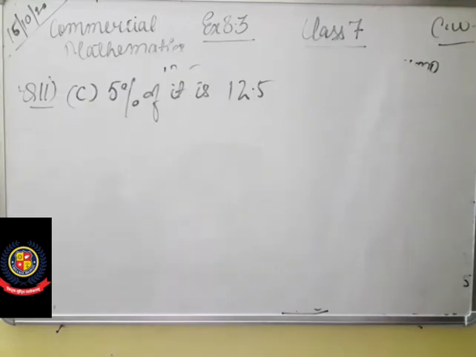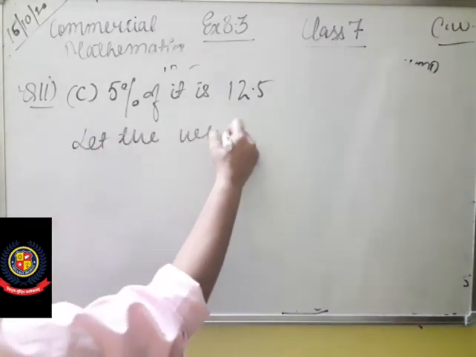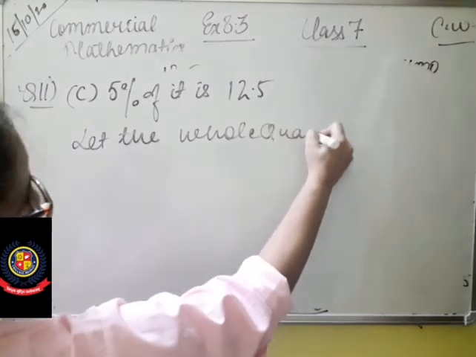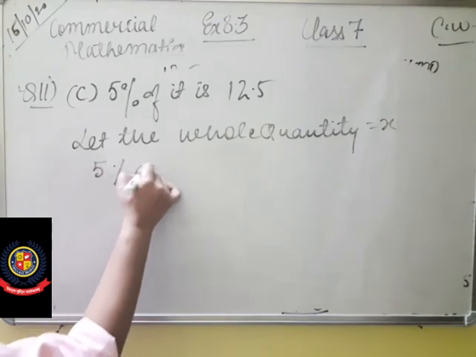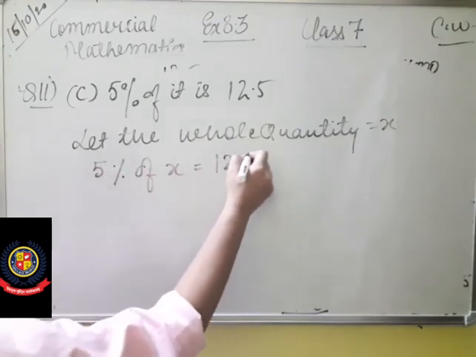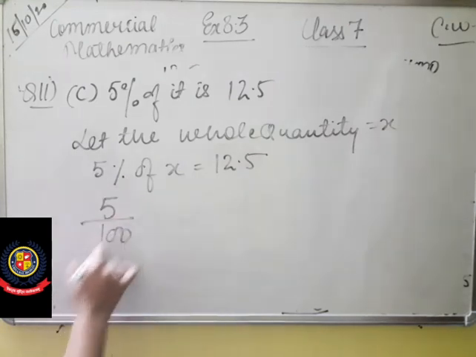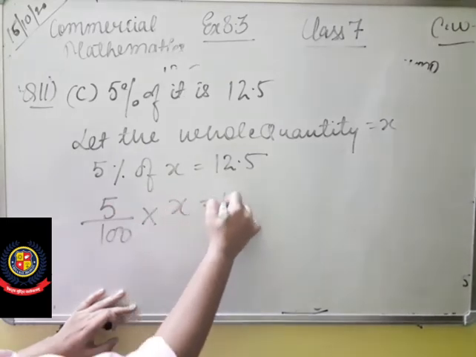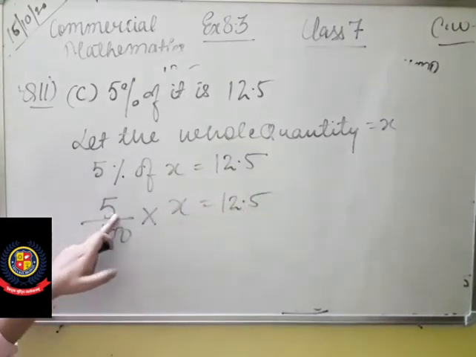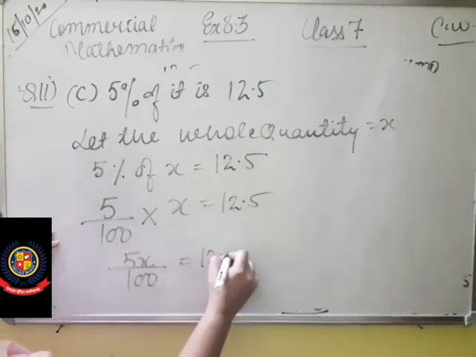So kindly students look at the C part. 5% of it is 12.5. So let the whole quantity be x. So that means 5% of x is equals to 12.5. So again you will remove this percentage, upon into, you will write 100. In place of of you will write into x equals to 12.5. So students 5 into x will give you 5x upon 100 is equals to 12.5.